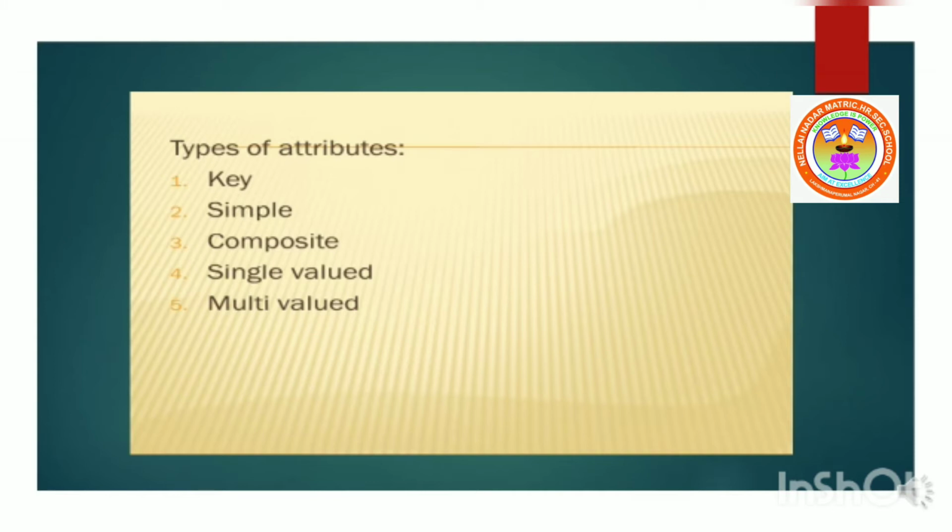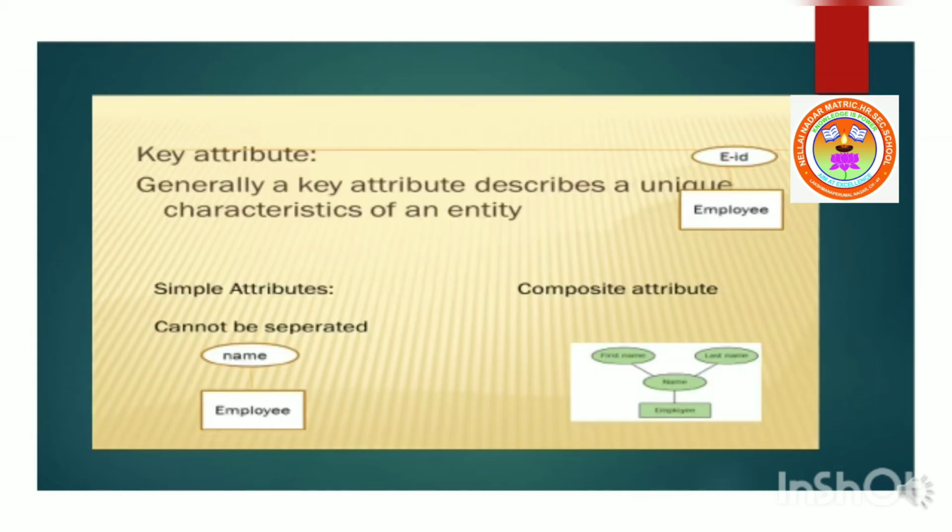Now we are in attributes: key attributes, simple attributes, composite attributes, single valued, multi-valued. Key attribute means what? Generally, a key attribute describes a unique characteristic of an entity. Unique characteristics of an entity. For example, employee ID. So this will be considered as primary key. Key means primary key. Okay.